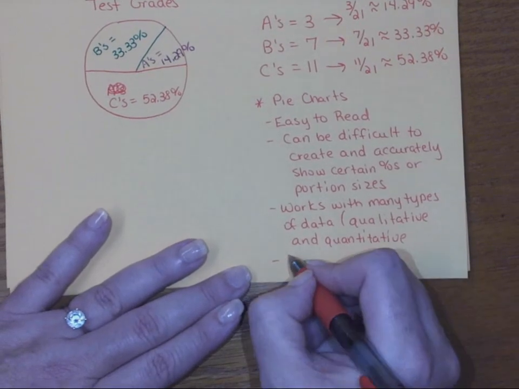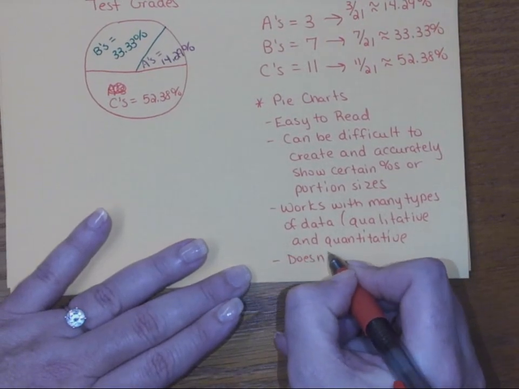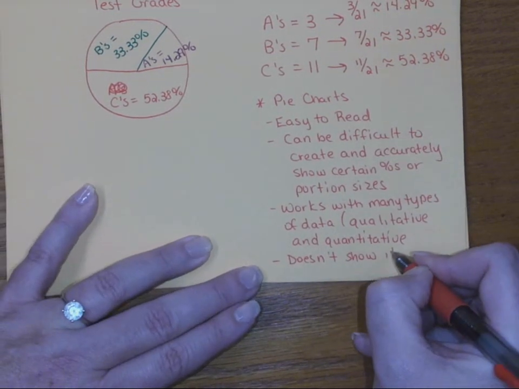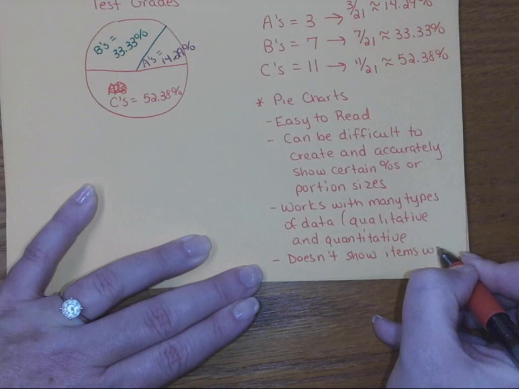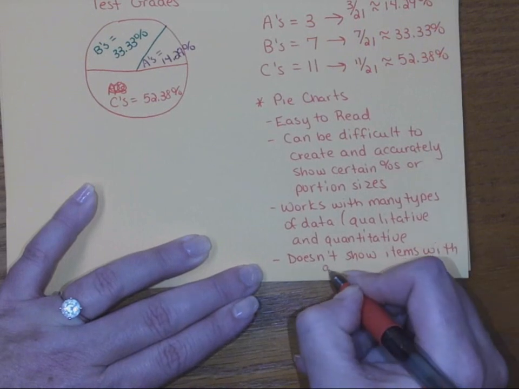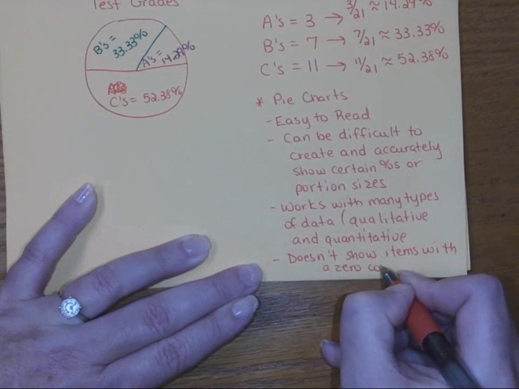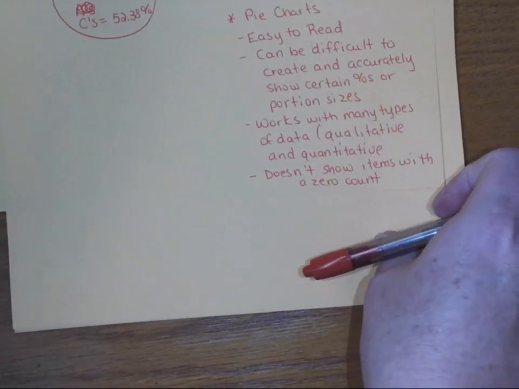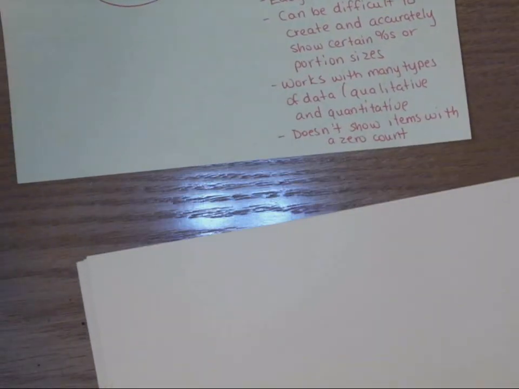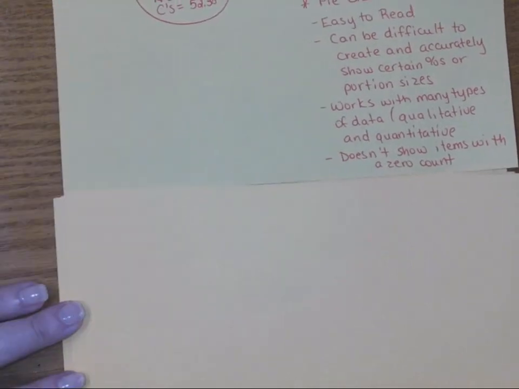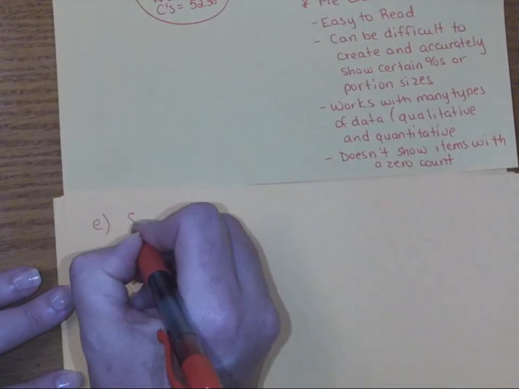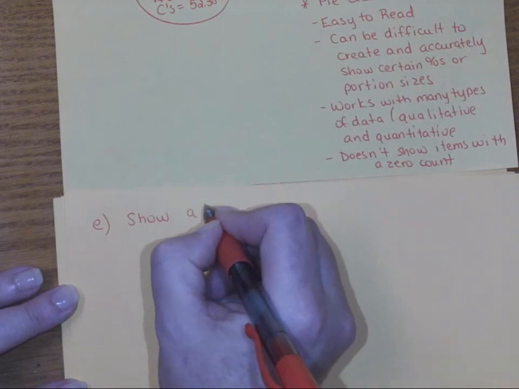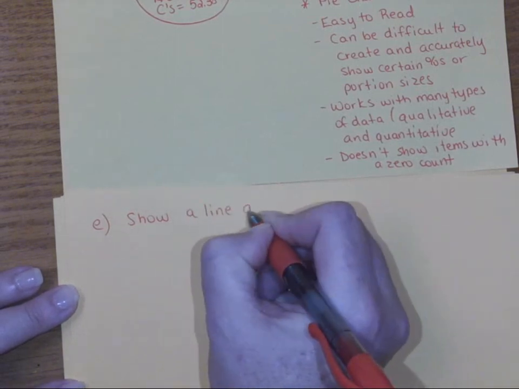Similar to the bar graph, it also doesn't show items with a count of 0. So I'm going to say items with a 0 count here. And then last but not least, honestly, this might not be information we would actually show in real life as a line graph, but it's worth talking about anyway.